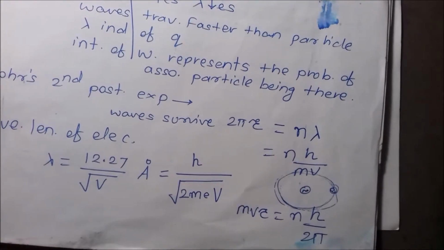Then if an electron is accelerated through potential difference V, then wavelength of that electron is 12.27 upon root of V angstrom, where V is potential difference through which electron is accelerated, or it is h upon p, and momentum is root of 2meV.